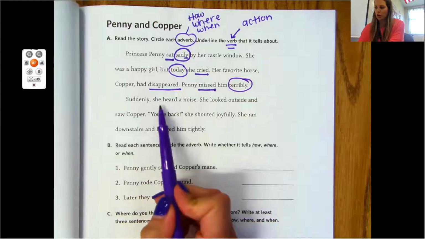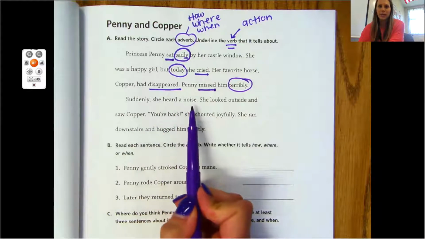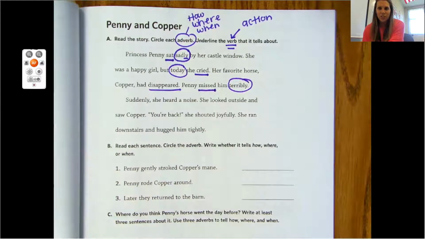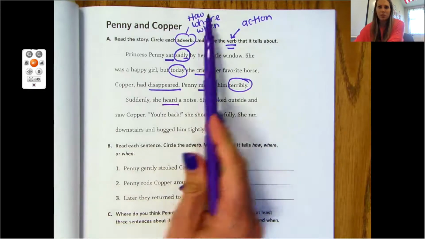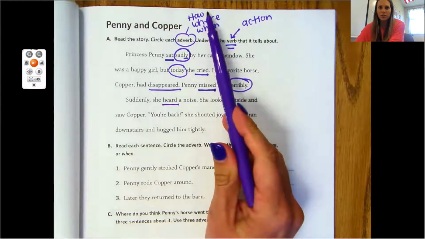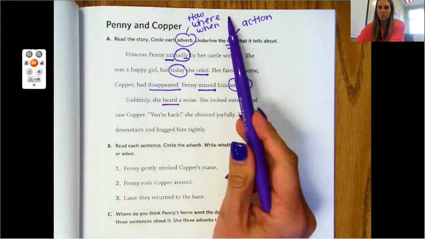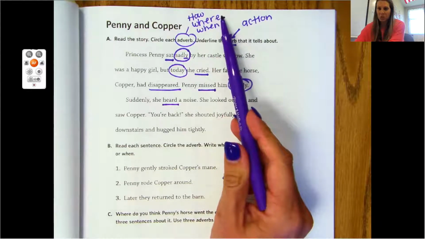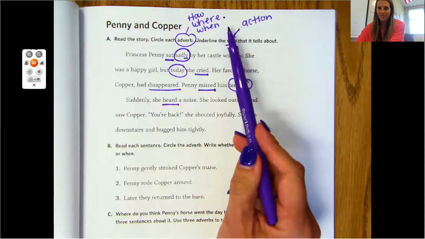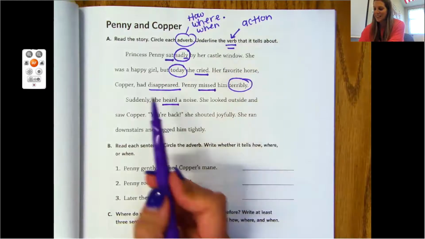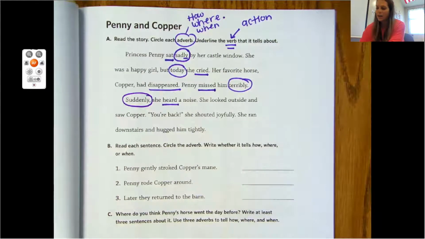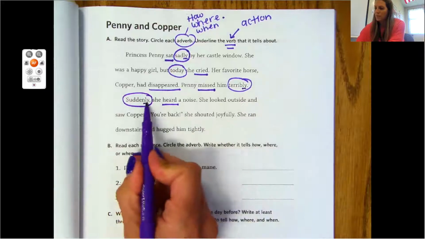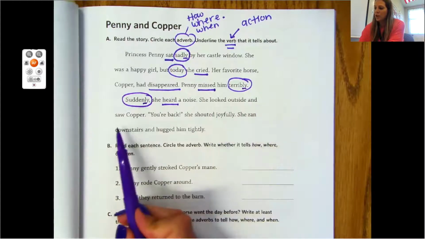Suddenly, she heard a noise. What's the action? What's the verb there? Heard, right? Does it describe how she heard it? No. Where she heard it? No. When? Suddenly. Remember, also, a lot of times adverbs end in that what? ly.